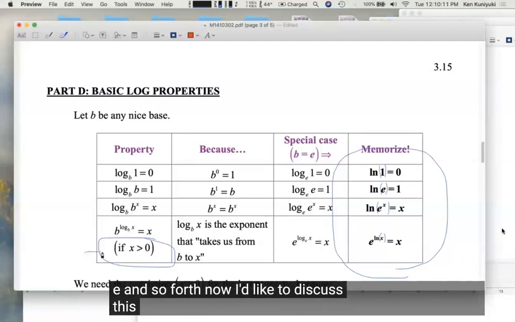Now, I'd like to discuss this restriction a bit more. Why do we only take logs of positive values?